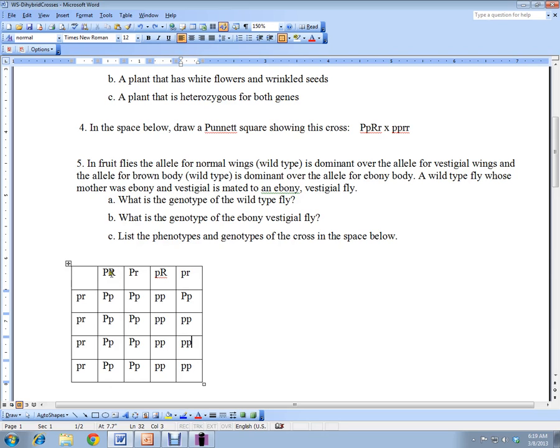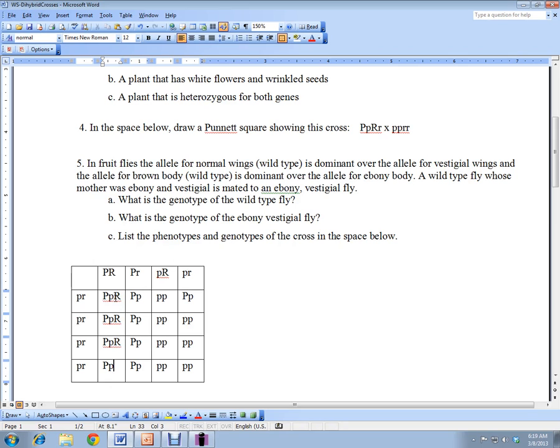Alright, now we need to fill in our R's. We're going to bring this big R down. And now we're going to bring this little r down. Another big R. And a little r.